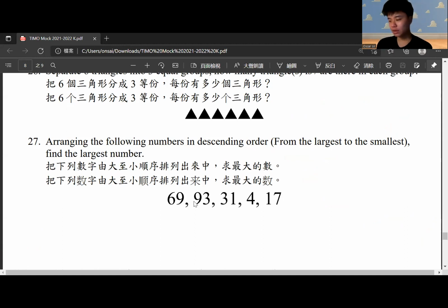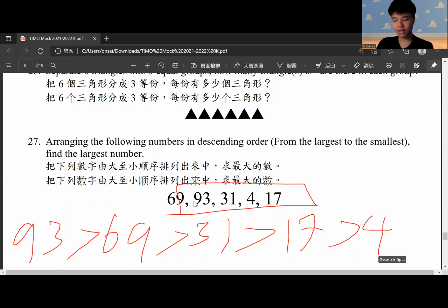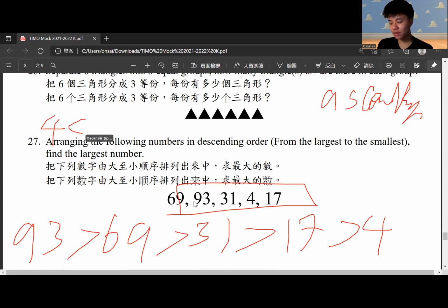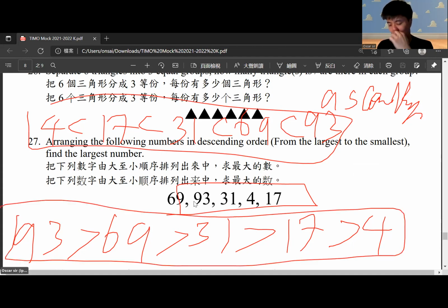So we need to arrange it. The largest number we can find is 93. And then 69, 31, 17, 4, right? So this is called rearranging by the descending order. If we want ascending order, we can try it also. For ascending order, we just need to reverse it, okay? 4, 17, 31, 69, and then 93, right? This one is called ascending order. And this bottom one is called descending order. Okay?